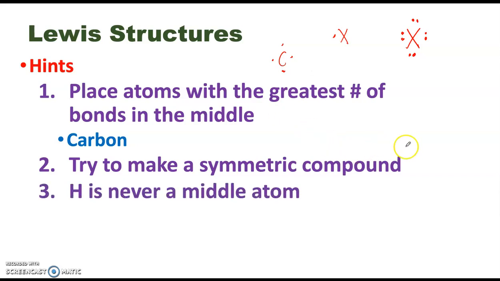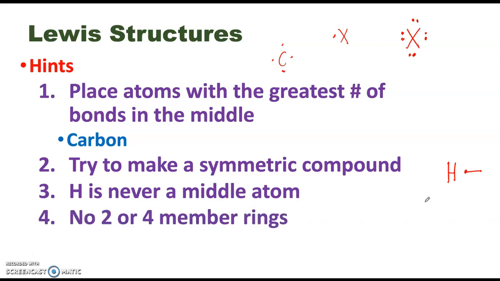Hydrogen is never in the middle because hydrogen looks like this. It's got 1 valence electron, it forms 1 bond. That means it makes 1 bond and it's a dead end. It doesn't form chains or anything like that. It just sticks onto stuff along the outside. Hydrogen is a dead-end atom.